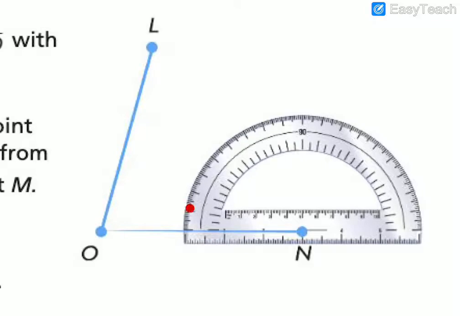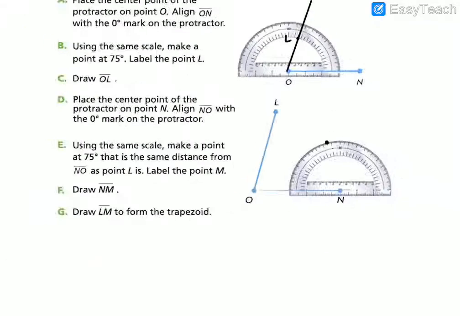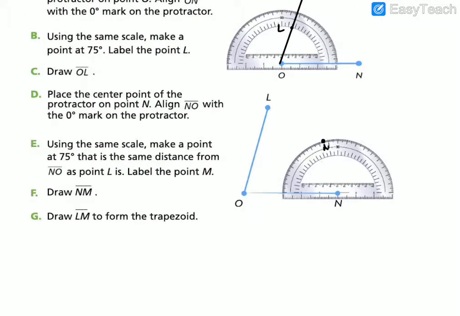Again, each of these bigger lines is still worth 10, and the littler line is 5. The tiny lines are 1. Okay, so we have 10, 20, 30, 40, 50, 60, 70, 75. So we'll mark it and label this point M.